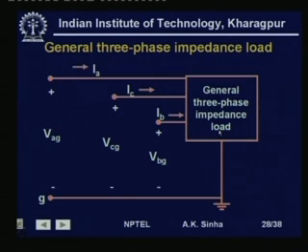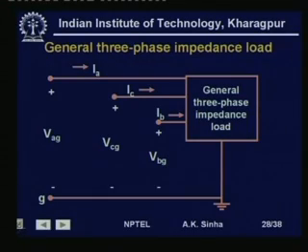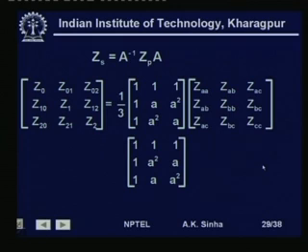Now, let us take the case of a general three phase impedance load, meaning a load which is not a balanced load. It can be a star connected load, a delta connected load, ungrounded or grounded, whatever it is. We can write down the relationship for this general situation. The currents are IA, IB and IC. The voltages are VAG, VBG and VCG between the phase and the ground, and the current in the ground will be this neutral current, IG, flowing.